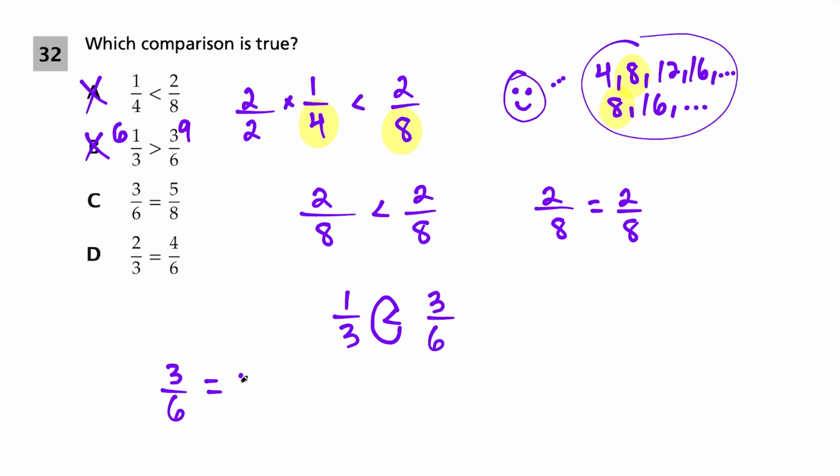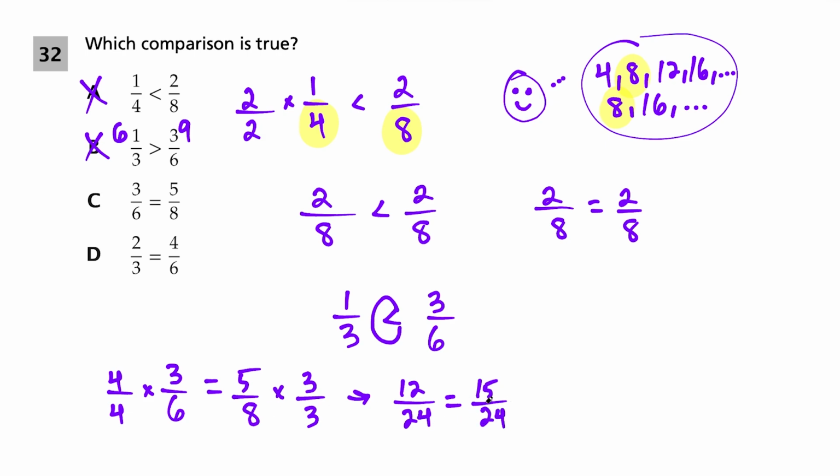So I'm starting out with this. The least common multiple of 6 and 8 would be 24. I would have to do 6 times 4 to build 24, and I would have to do 8 times 3 to build 24. So now I'll write the new result here. 4 times 3 is 12, over 4 times 6 is 24. And then we have to ask ourselves, is this equal to 5 times 3 is 15, over 8 times 3 is 24? Now that our fractions have the same denominator, we just have to look at the numerators. 12 and 15 are not equal. So that choice C equation is not true.